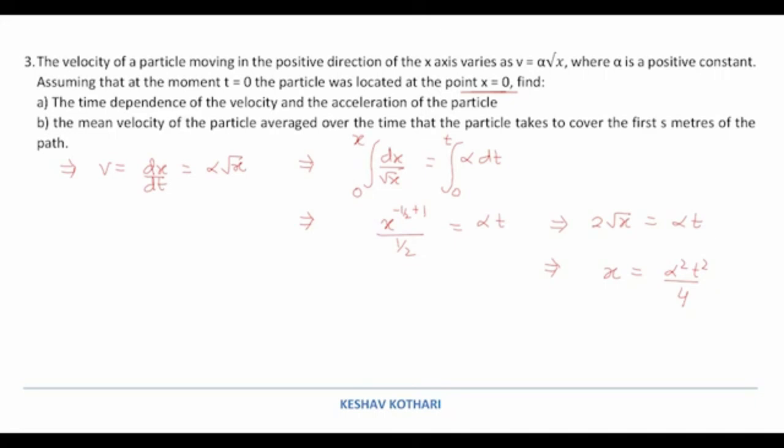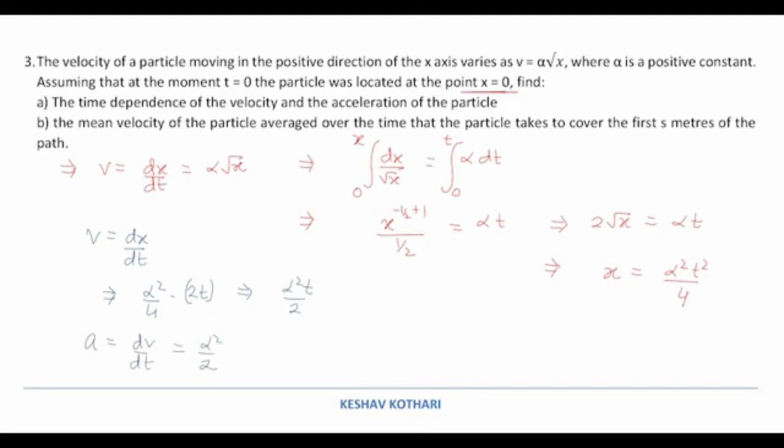Now from here I can write v equals dx by dt. So if I differentiate the equation of displacement as a function of time, we get alpha square by 4 and t square can be written as 2t. So we obtain this equation to be alpha square t by 2. And the value of acceleration can be written as dv by dt. We obtain it as alpha square by 2.